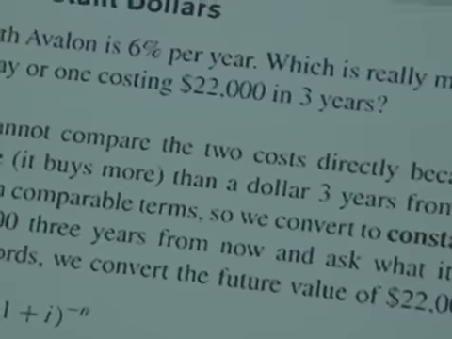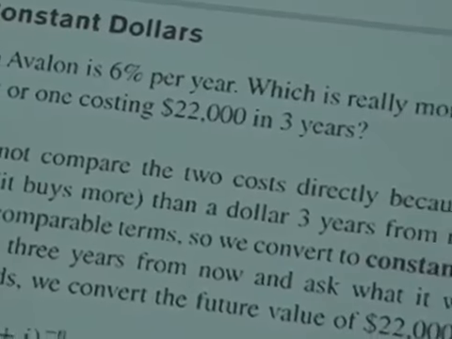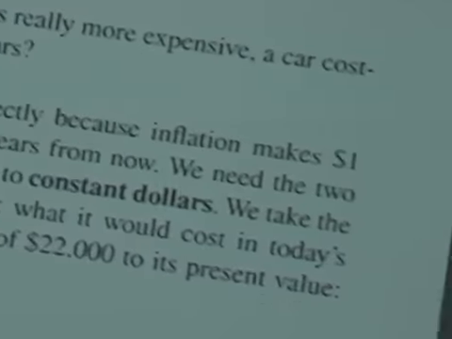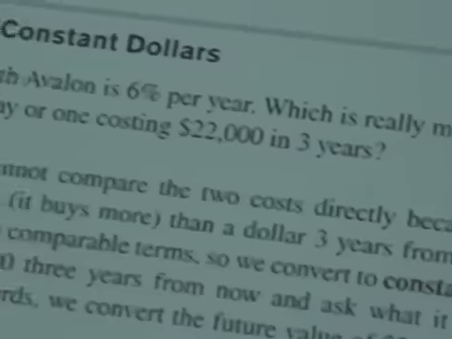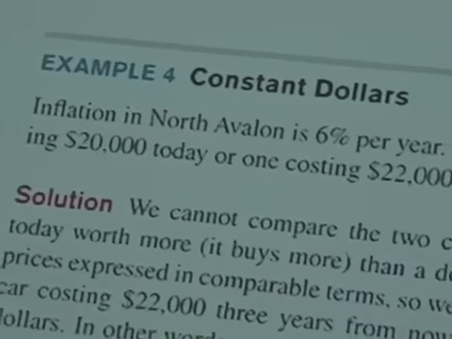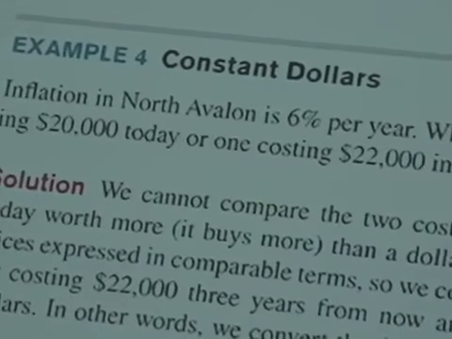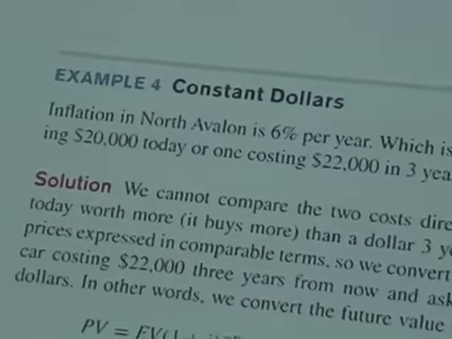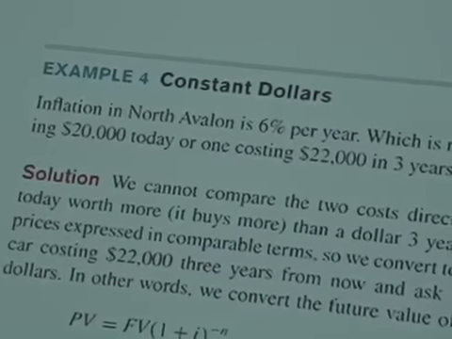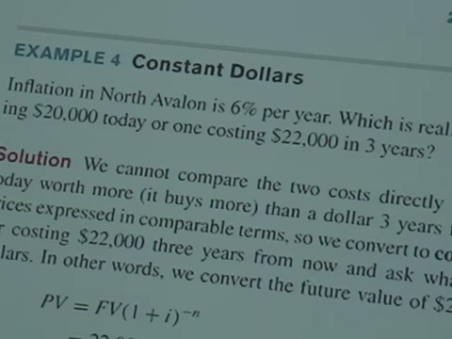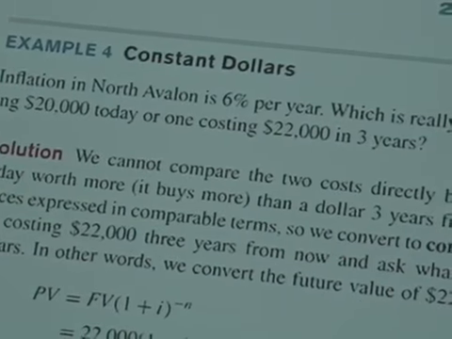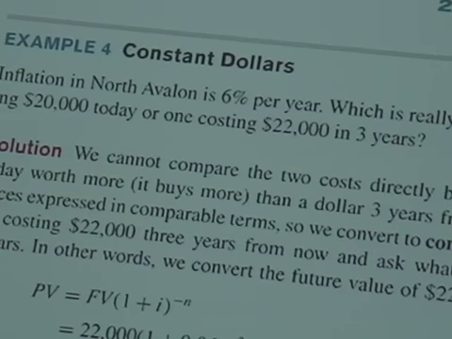So why would we say that a car costing $20,000 today is more expensive than a car costing $22,000 in 3 years? Why would we say that? That doesn't make sense. 20,000 is not more than 22,000. What's the additional factor that I'm not thinking about? The inflation, right? We're talking about the fact that there's inflation. So how do we know which one is more expensive?